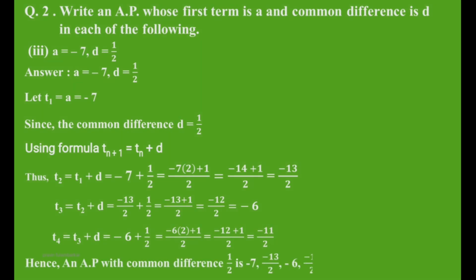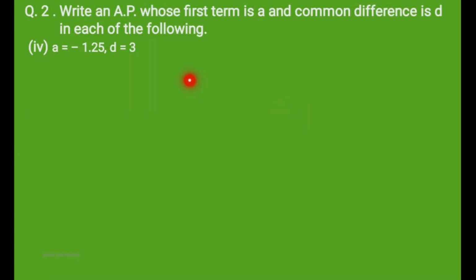So we write here, hence an arithmetic progression with common difference 1 by 2 is minus 7, minus 13 by 2, then minus 6, then minus 11 by 2. This is arithmetic progression when first term is minus 7 and common difference d is 1 by 2. Now see fourth sub question.